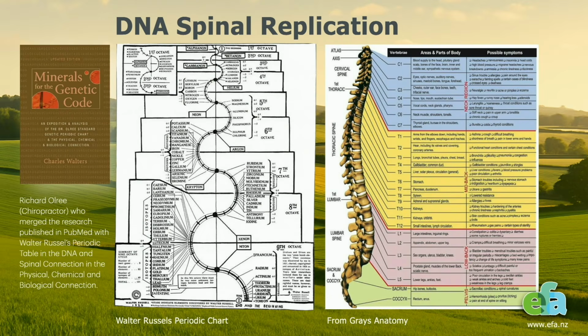Yeah, yeah. Can we just cover off what's there on the screen, bottom left? Richard Ulrey was a chiropractor who merged. He still is. Yeah, right, still is. Who merged the research published in PubMed that you mentioned, with Walter Russell's periodic table in the DNA, and spinal connection in the physical, chemical, and biological connection. Yeah, I just think it deserves that recognition there.